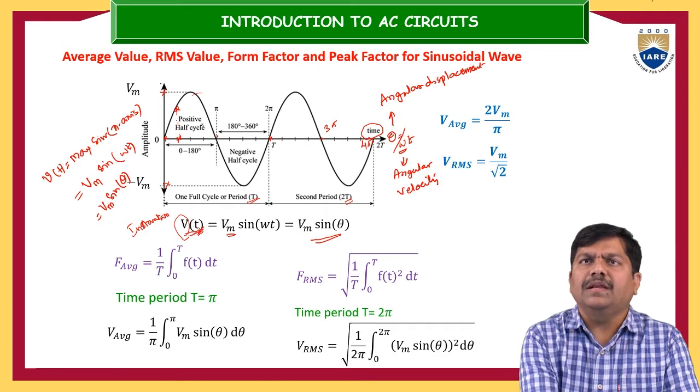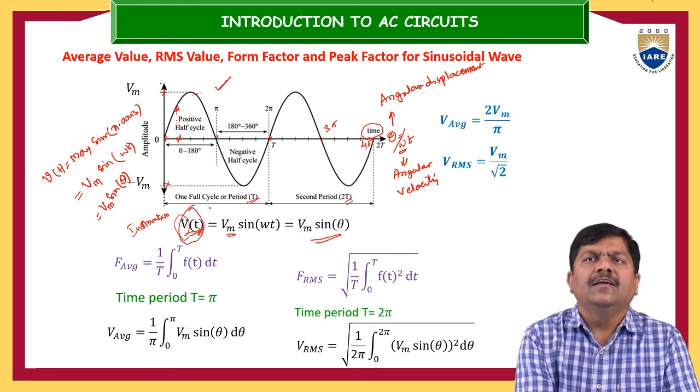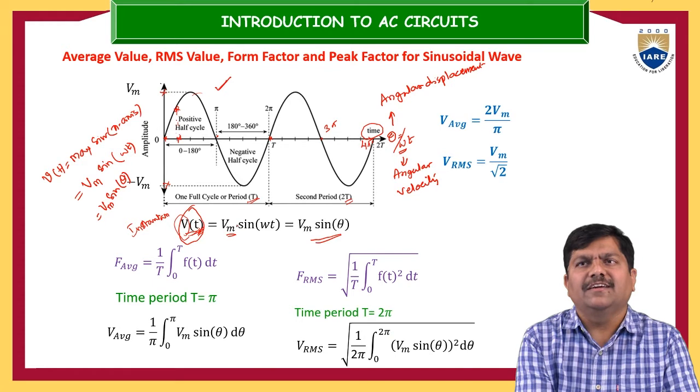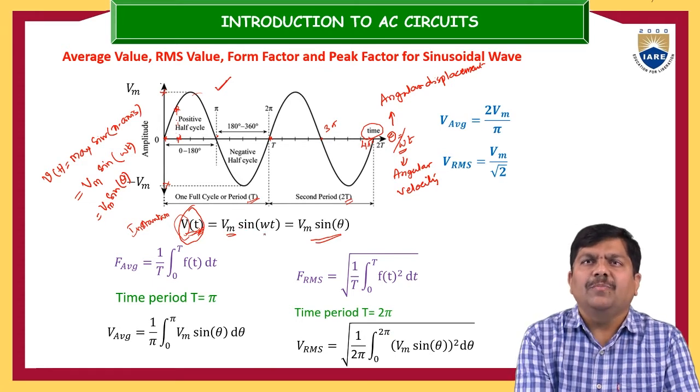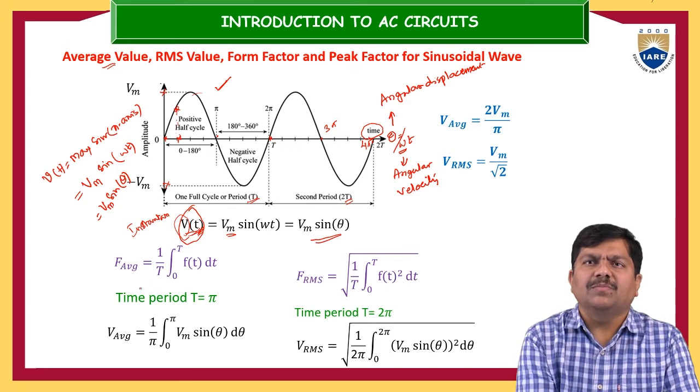Now this is shown in graphical form. This is the waveform representation of the voltage, which is nothing but the instantaneous voltage V of t. This graphical representation of the voltage we have to convert into mathematical form, because the formula for the average value is: a function's average is equal to 1 by T.